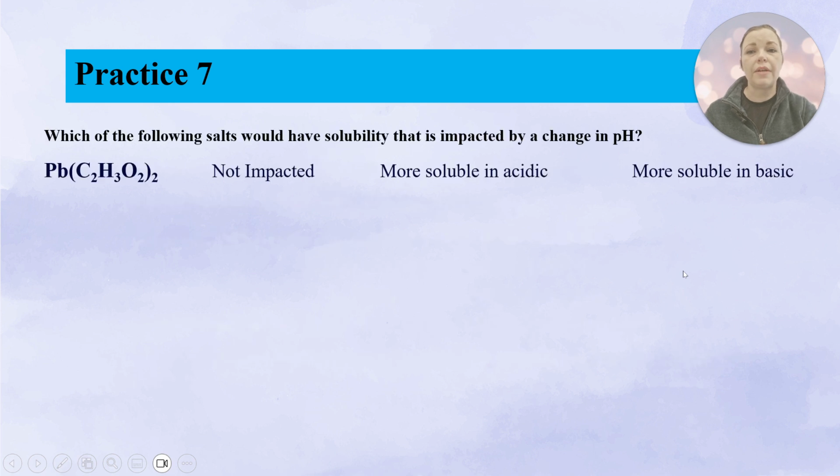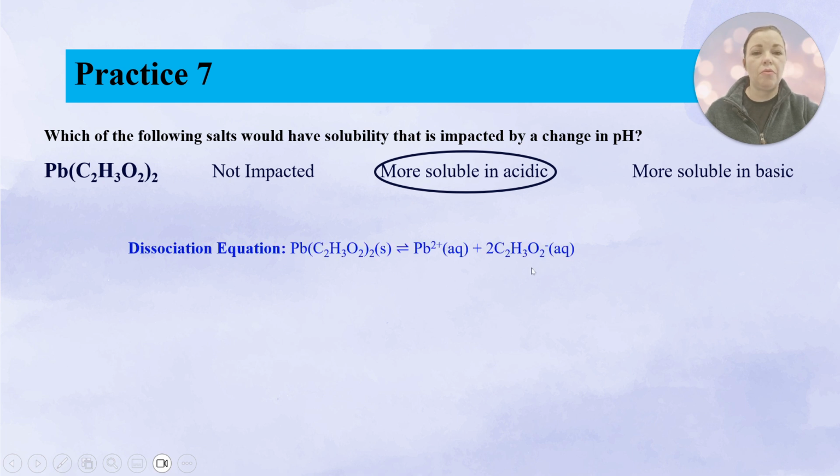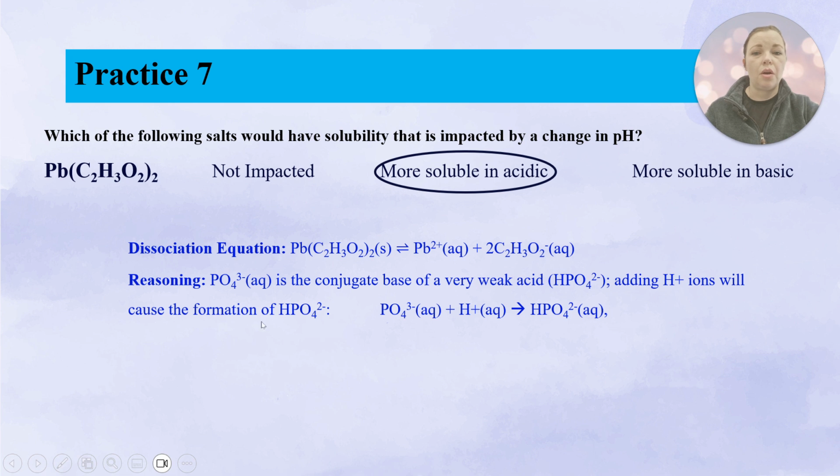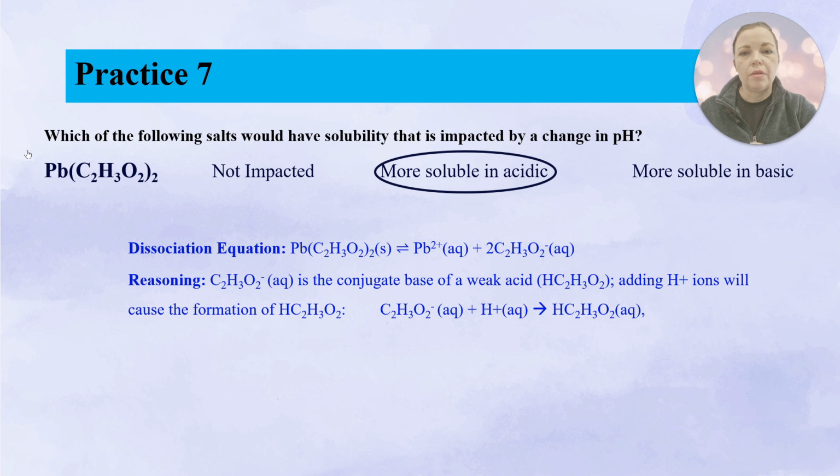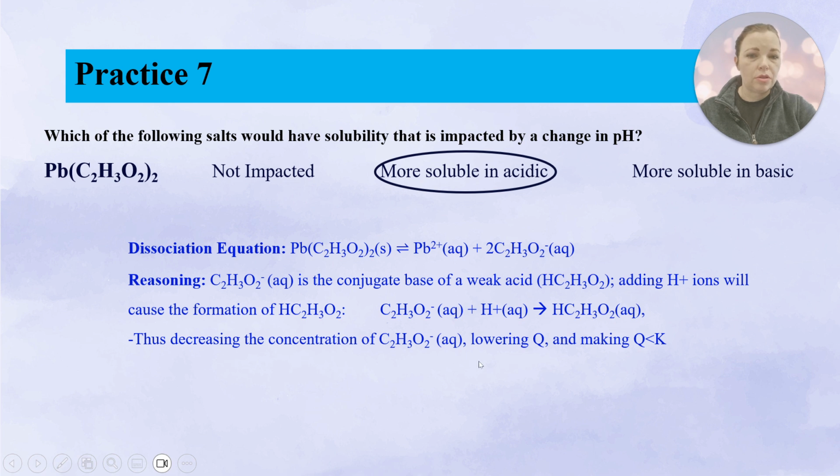All right, finally, lead acetate. Lead acetate, once again, will be more soluble in acidic because we have this acetate ion. Whoops, I forgot to change this. Hang on. Okay, there we go. Your acetate ion is the conjugate base of a weak acid, acetic acid. Adding H+ ions will cause the formation of your acetic acid, thus decreasing your concentration of acetate, lowering Q, and making Q less than K.